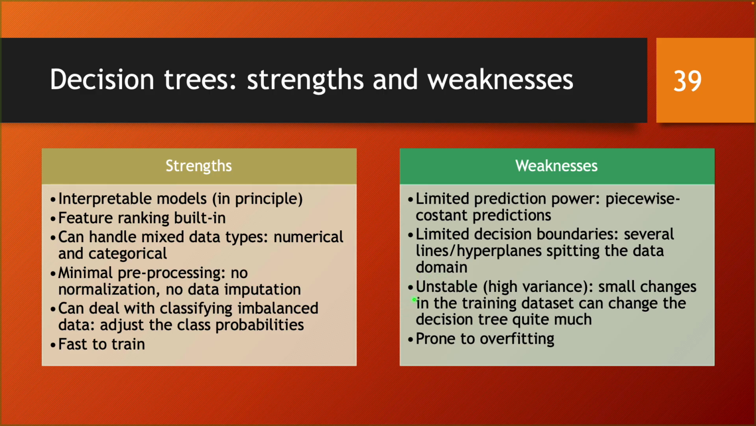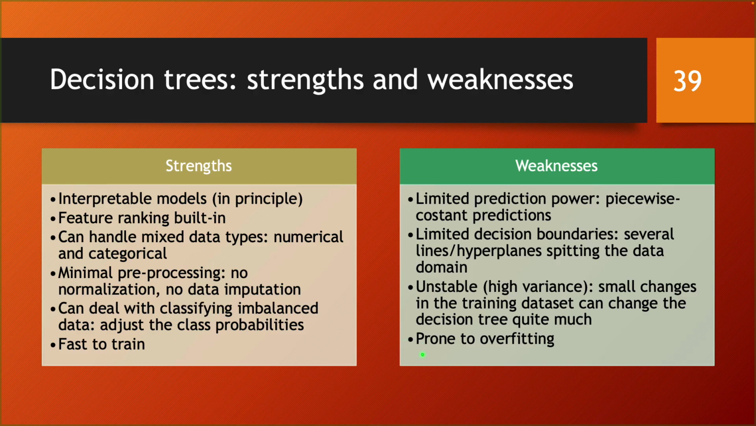Another weakness here is that typically decision trees are unstable, or another way of saying it is that they have higher variance. And so what that means is that if you have small changes in a training data set, that can change the decision tree quite much. And that's also another way of saying that they can overfit. They really reflect very closely the training data set as being passed to them. And out of these weaknesses, maybe the biggest one really is this, that they are prone to overfit.